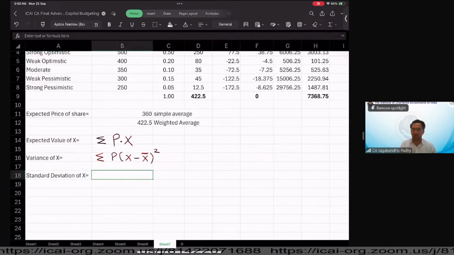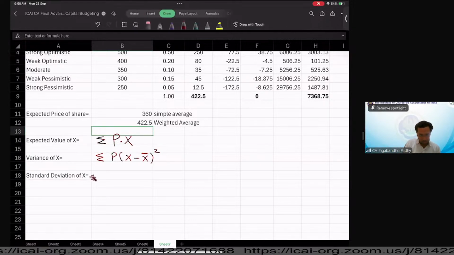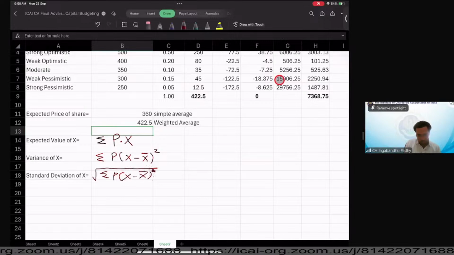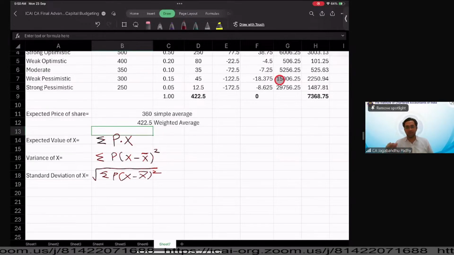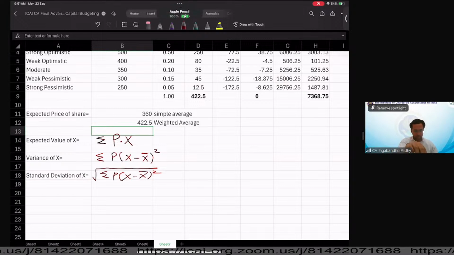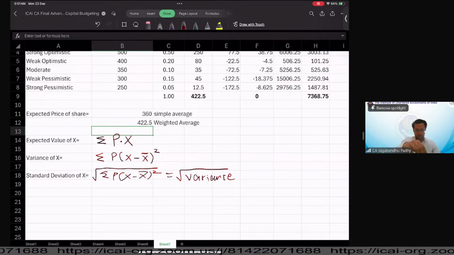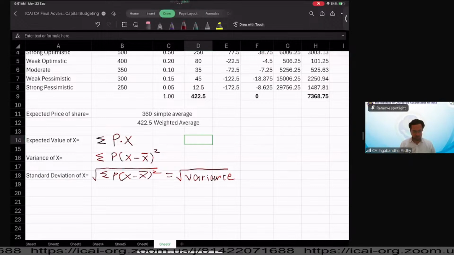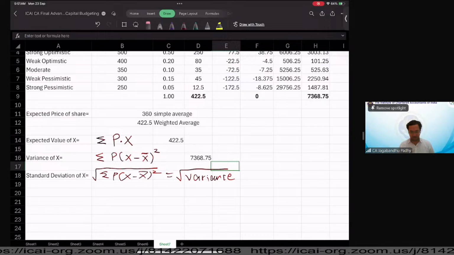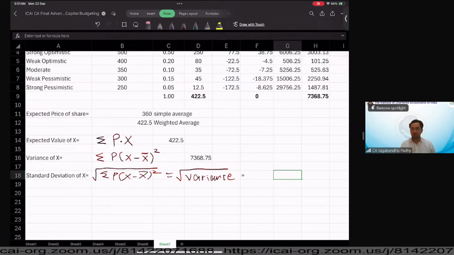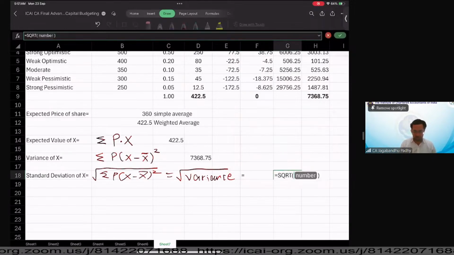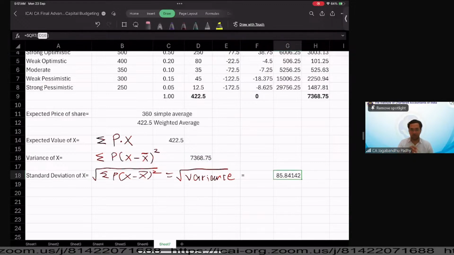Standard deviation of x, formula wise, is the square root of the summation of p into x minus x bar square. Or we can also say this is nothing but the square root of variance, right? So here we have said that expected value was 422.5, variance is 7368, and standard deviation is the square root of this particular number, which is 85.84.